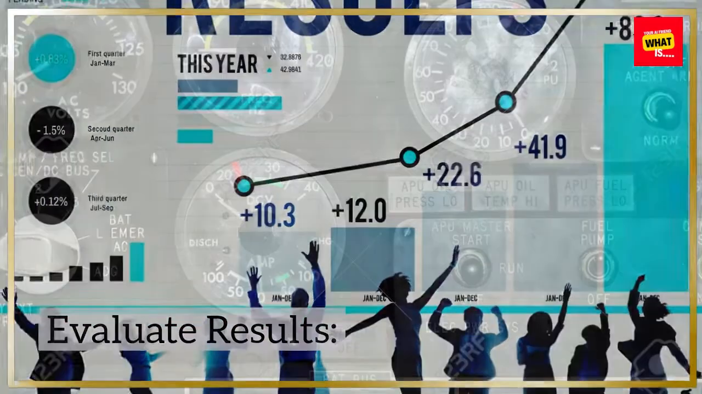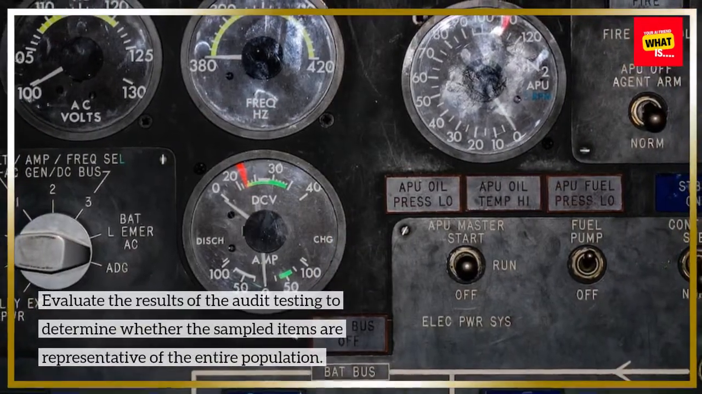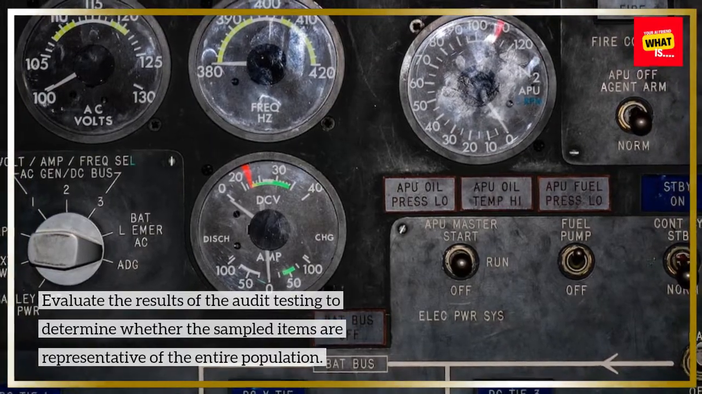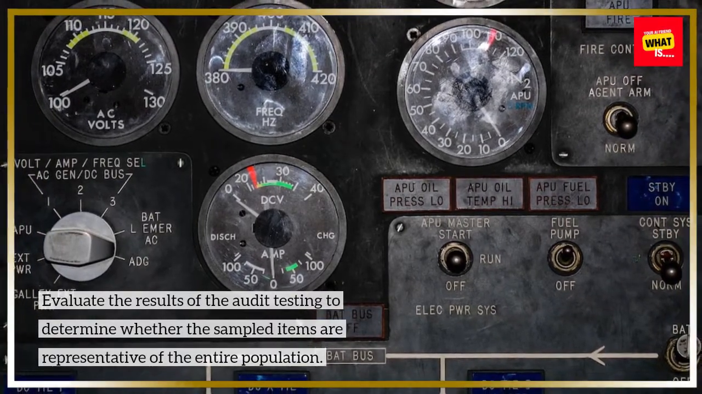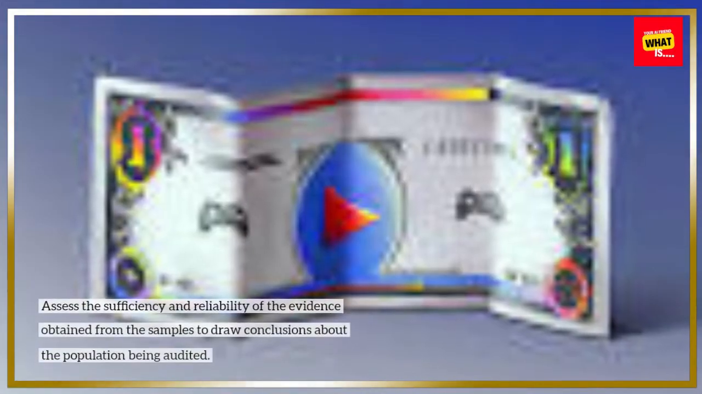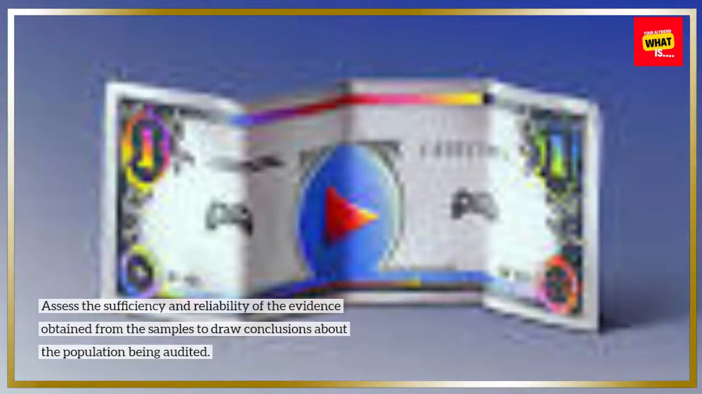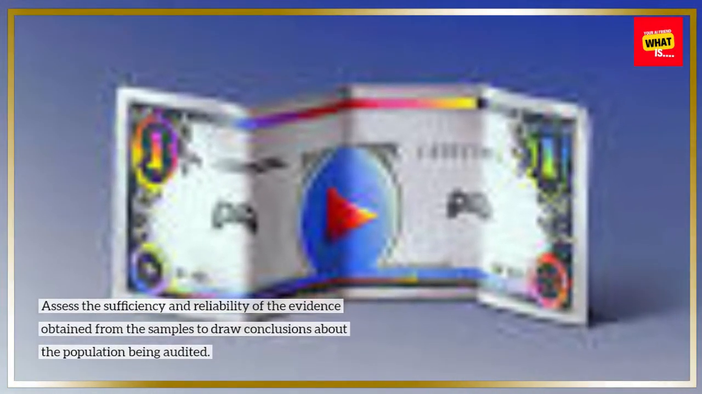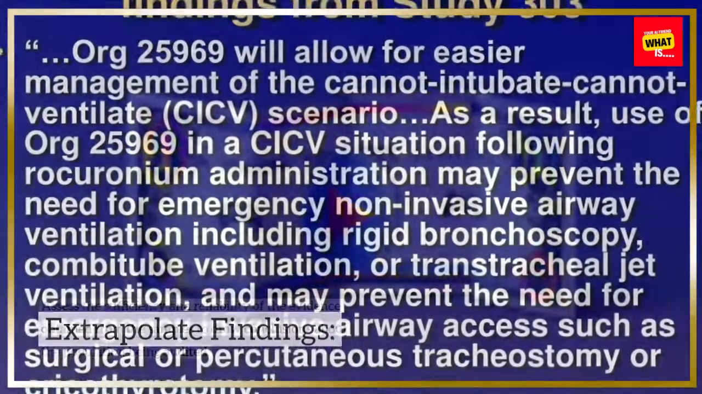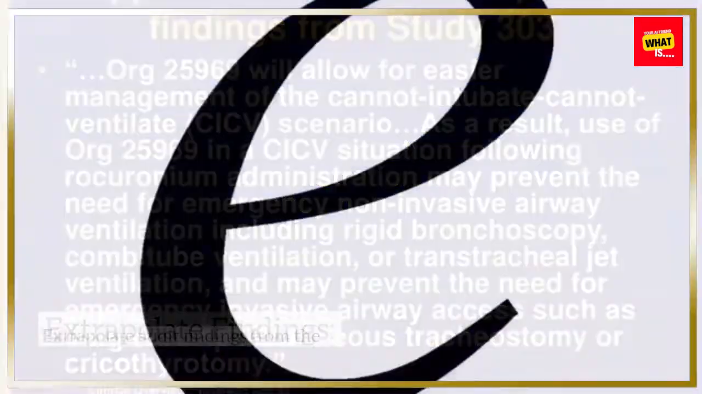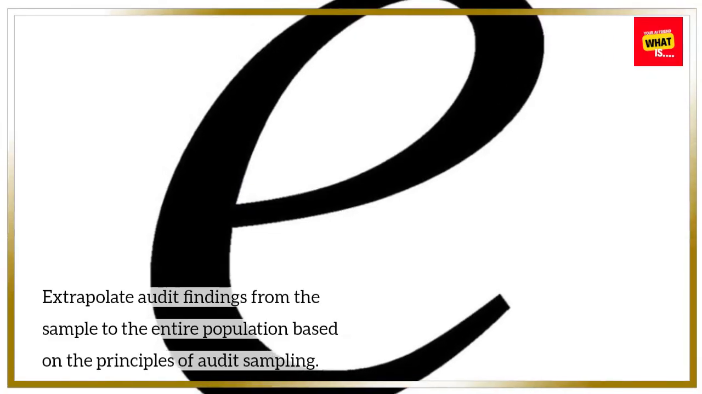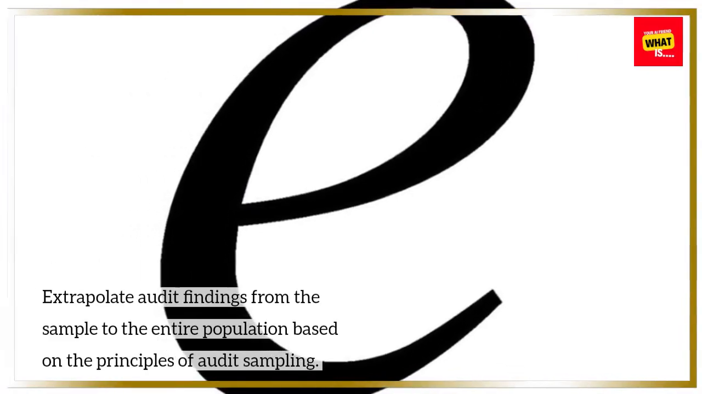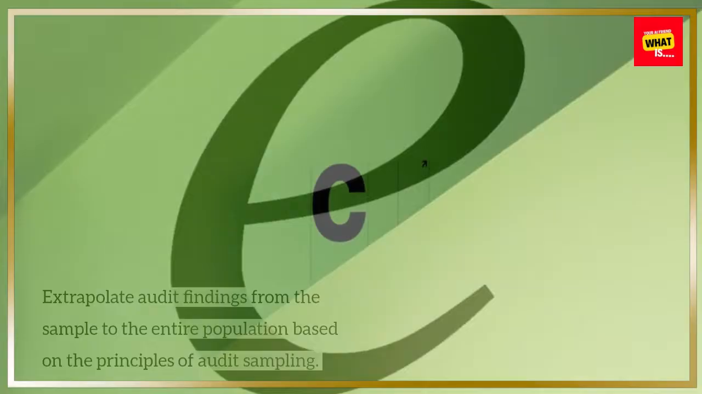Evaluate results. Evaluate the results of the audit testing to determine whether the sampled items are representative of the entire population. Assess the sufficiency and reliability of the evidence obtained from the samples to draw conclusions about the population being audited. Extrapolate findings. Extrapolate audit findings from the sample to the entire population based on the principles of audit sampling.